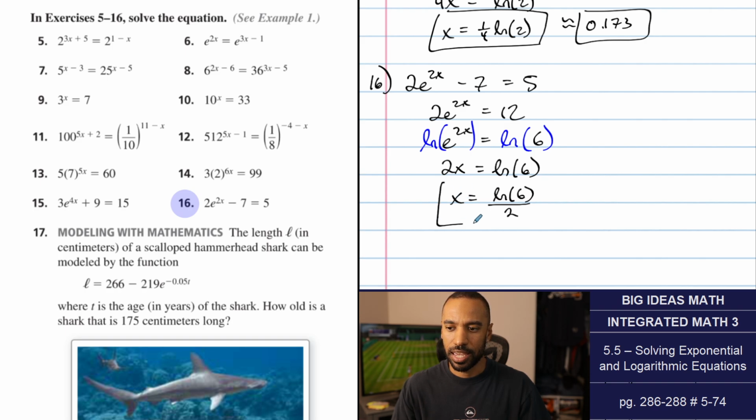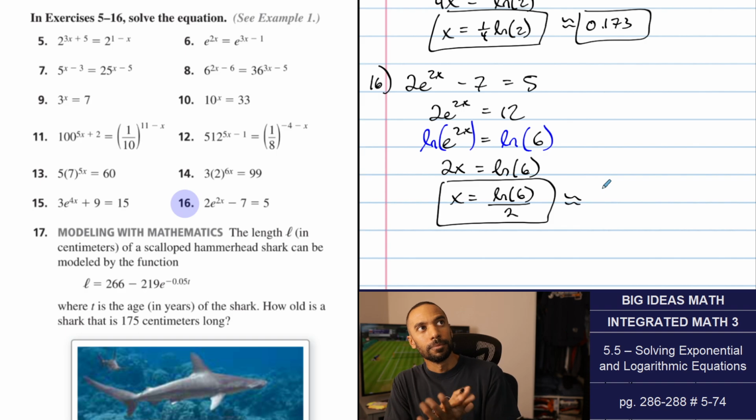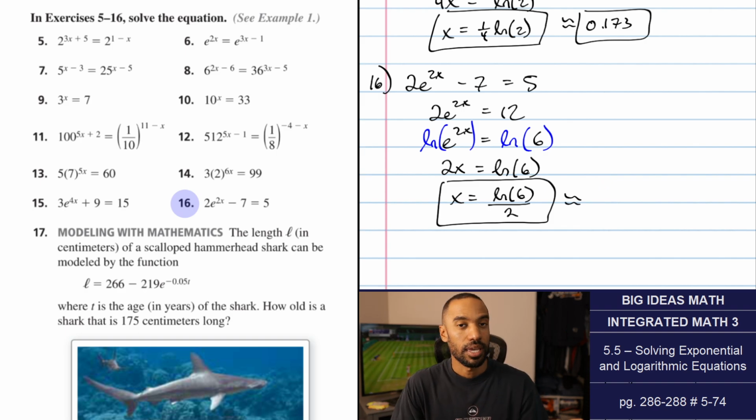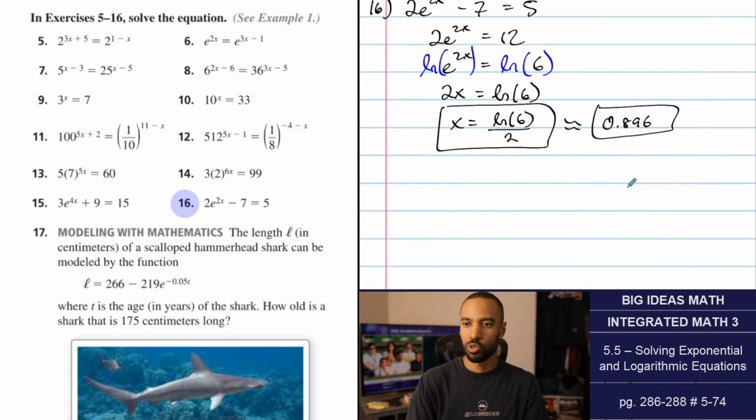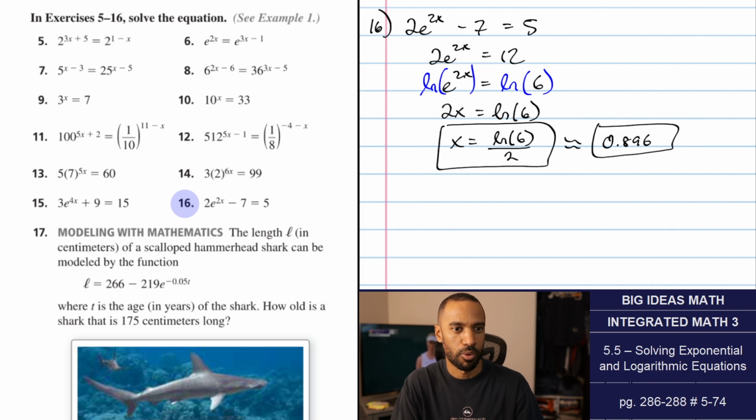Which, of course, is, I don't know. I know that e squared is 7.4, so this is less than 2. Oh, you have to divide by 2. This answer is less than 1, but not much. Maybe in the 0.8, 0.9 range. Let's see. Natural log of 6 divided by 2. 0.8958. So 0.896. That was kind of close. Between 0.8 and 0.9. Significantly closer to 0.9.